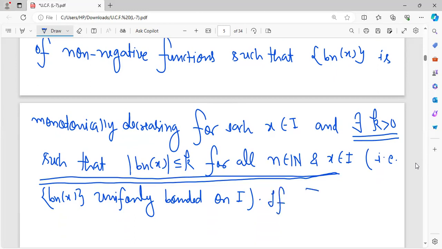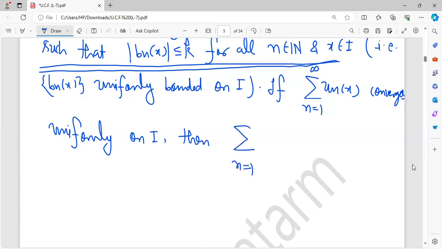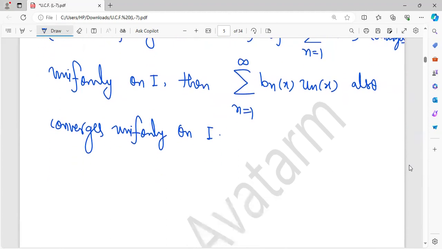Now if the summation n goes to 1 to infinity of Un(x) converges uniformly on I, then the summation n goes to 1 to infinity of Bn(x) Un(x) also converges uniformly on I. Okay, so let's see its proof.